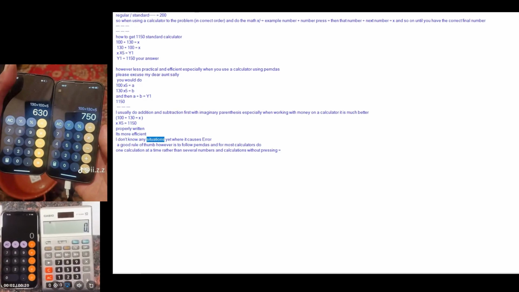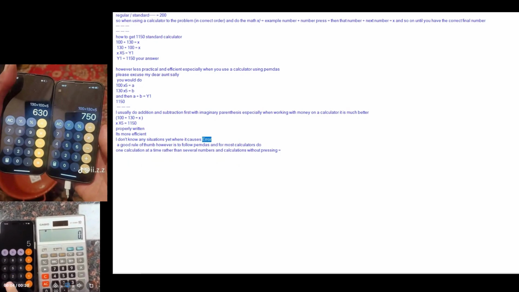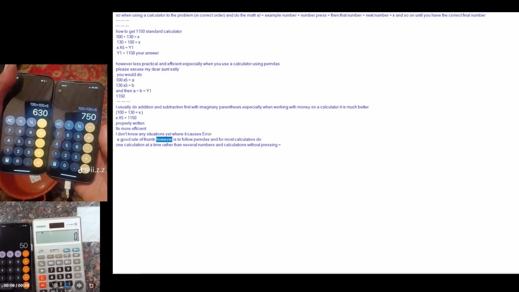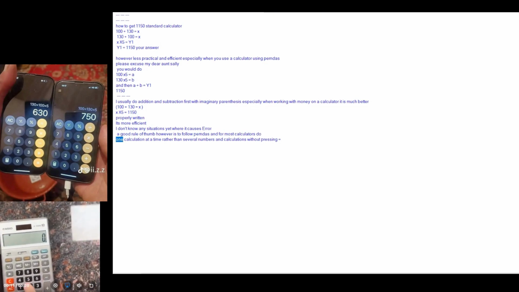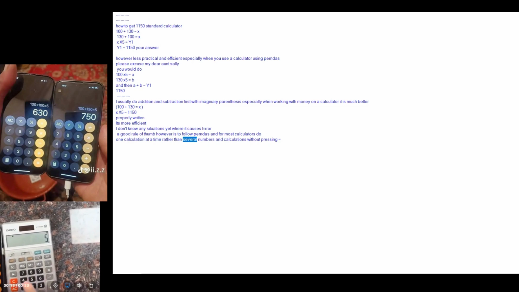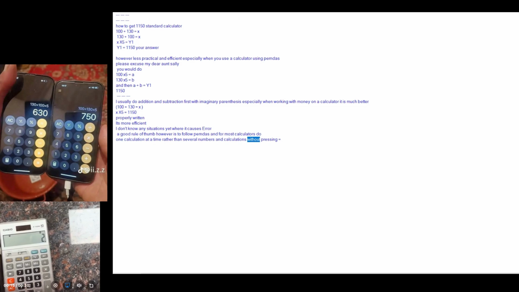I don't know any situations yet where it causes error. A good rule of thumb, however, is to follow PEMDAS, and for most calculators do one calculation at a time rather than several numbers and calculations without pressing equals.